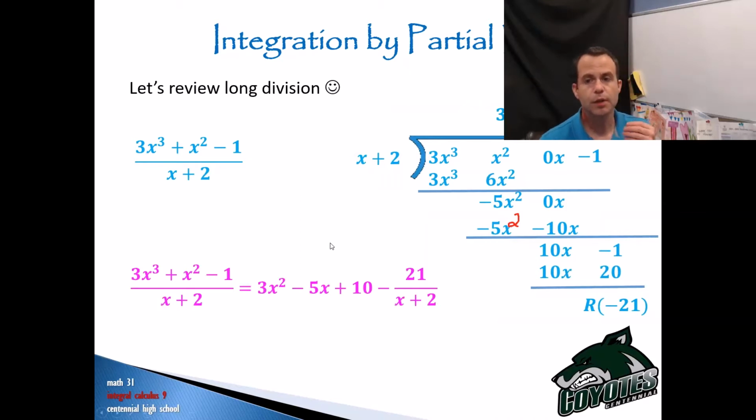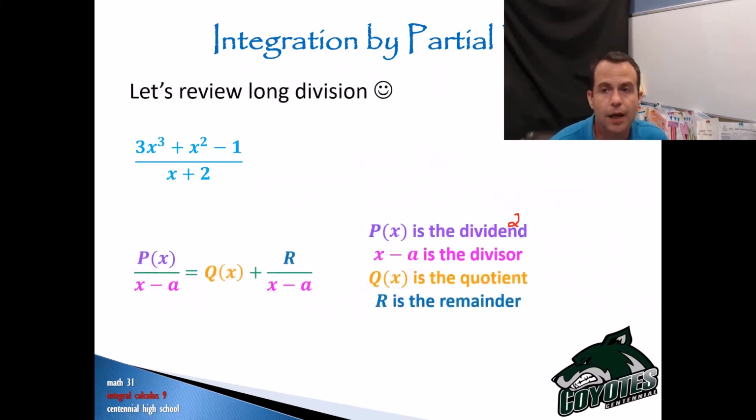All right, so that's exactly what I just said there. 3x squared minus 5x plus 10 minus 21 over x plus 2. That remainder never got divided by the x plus 2, so it's still over the x plus 2, okay? Now, each one of these has parts to it, and that lends itself to what we call a division statement here. So I end up with p of x over x minus a equals q of x plus r over x minus a, where p of x is the dividend, x minus a is the divisor, q of x is the quotient, and r is the remainder, okay?